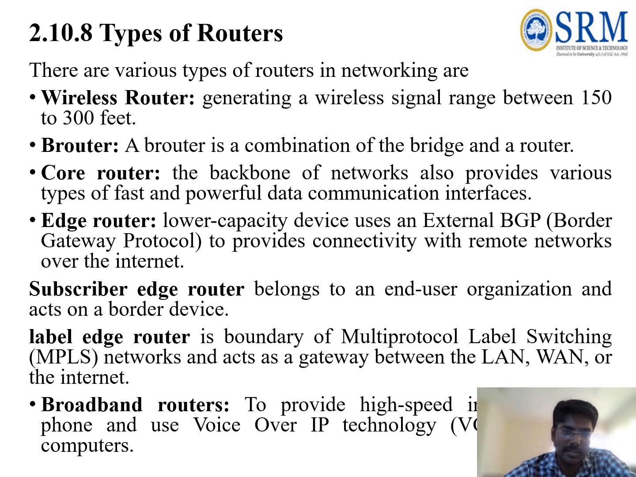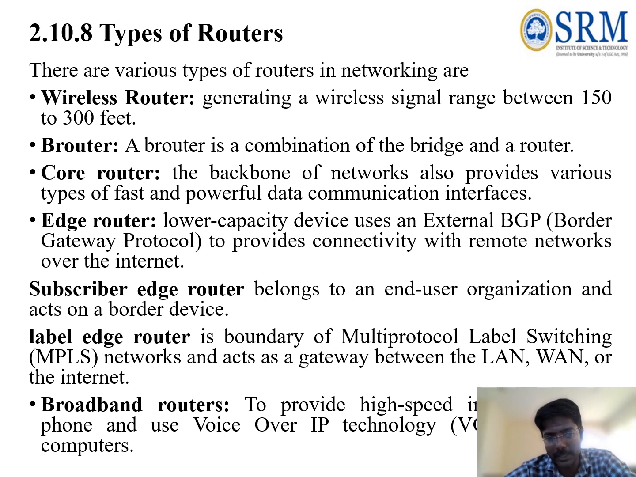One is a wireless router. This is what we are using in the home day by day, right? Between 150 feet to 300 feet. Another one is a brouter. The brouter is a combination of the bridge and the router. And next is the core router, the backbone of the network, which also provides various types of fast and powerful data communication interfaces.